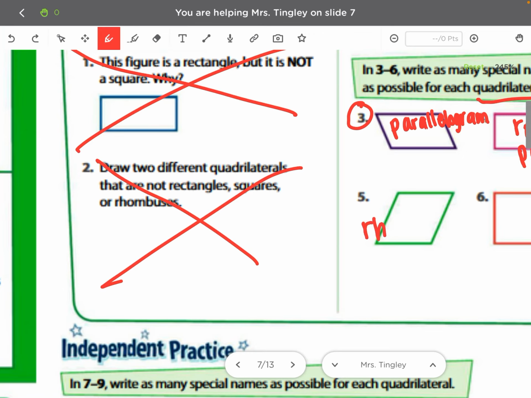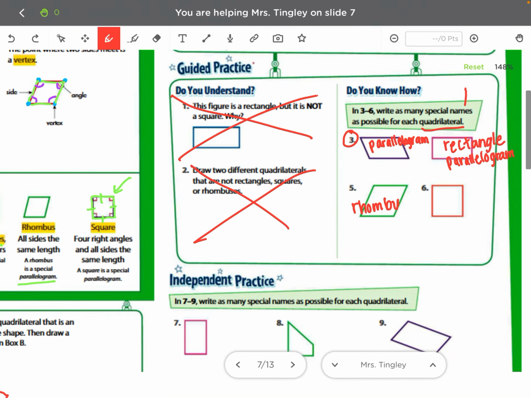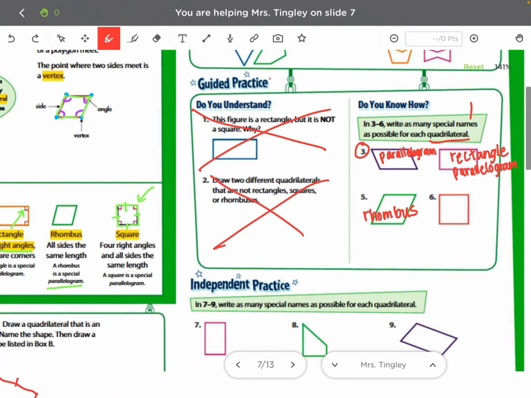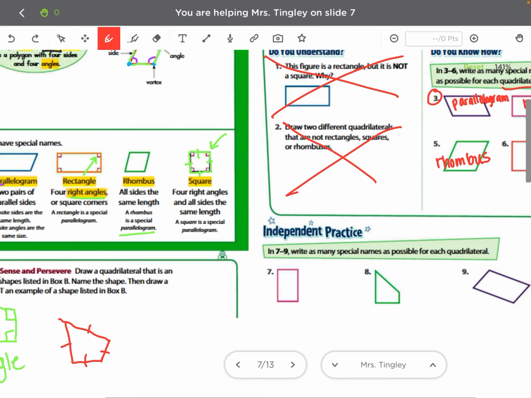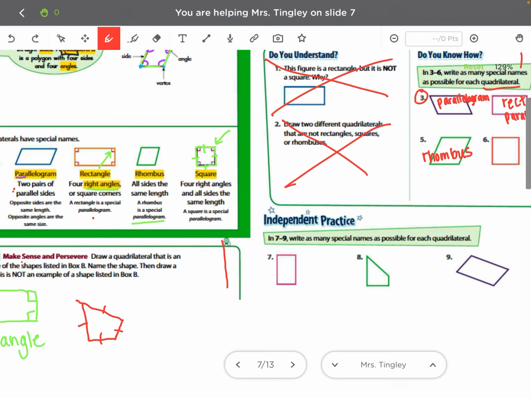This next one is a rhombus. All of the sides are the same. So, rhombus. Now let's see if it matches any other characteristics. Does it have 4 right angles, like a rectangle? No. Does it have 2 pairs of parallel lines, like a parallelogram? Yes, it does. So this is also a parallelogram.